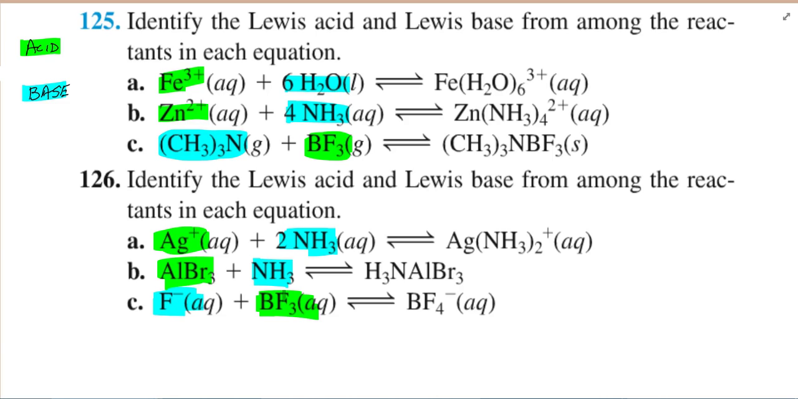Nitrogen, neutral nitrogen, ammonia, and this is like a derivative of ammonia, (CH3)3N, trimethylamine, always going to be a base. So that concludes acids and bases.